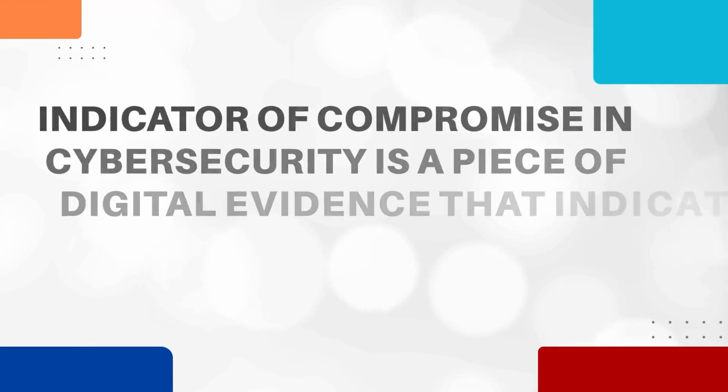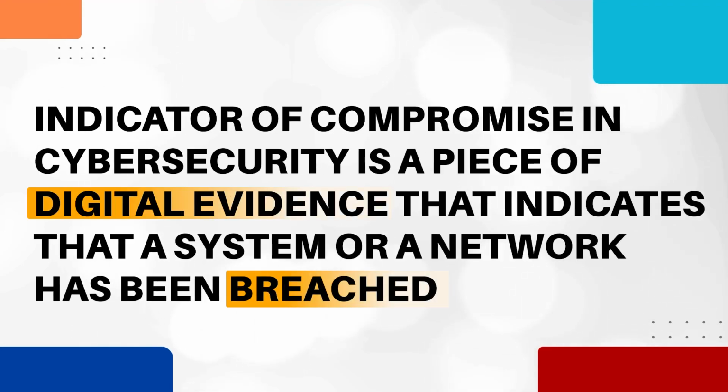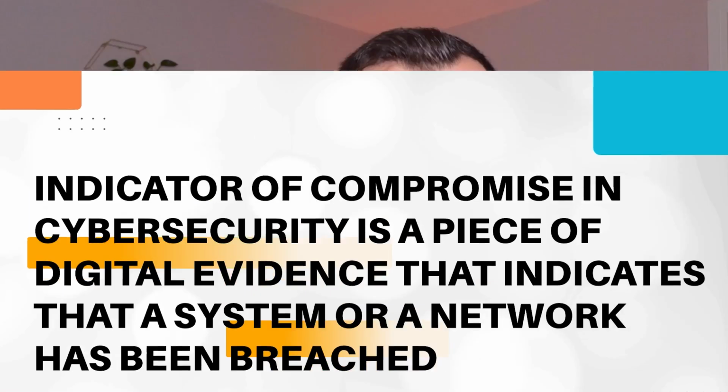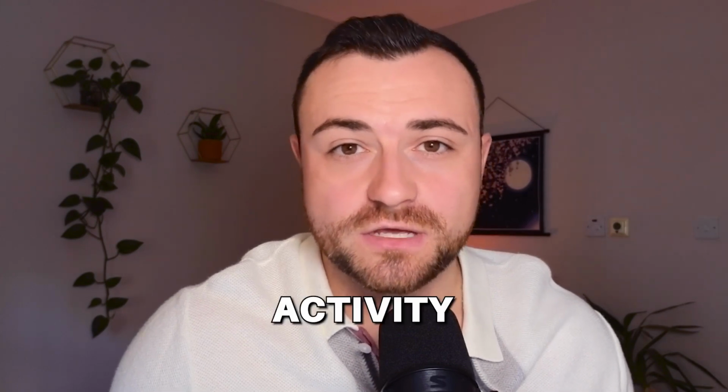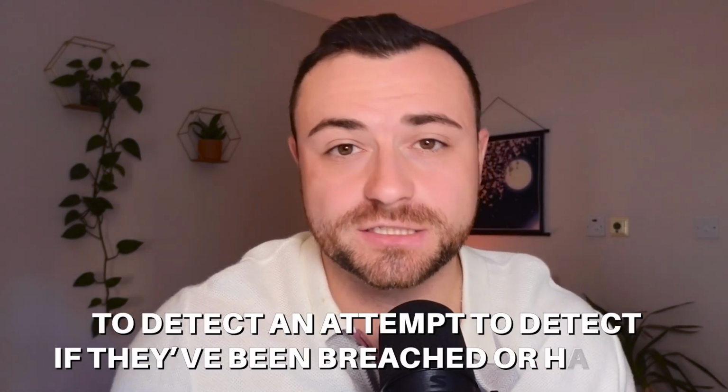And finally, each one of these 5 steps is going to be attempting to uncover an indicator of compromise. And an indicator of compromise in cybersecurity is a piece of digital evidence that indicates that a system or a network has been breached. And the idea then, as an up-and-coming cybersecurity professional like yourself, what you would be doing and what I do on a daily basis is use these indicators of compromise to search across activity across the company's network to detect and attempt to detect if they've been breached or hacked. Now that you understand what an indicator of compromise is, or an IOC, let's dive into the first step of detecting if your PC has been hacked.